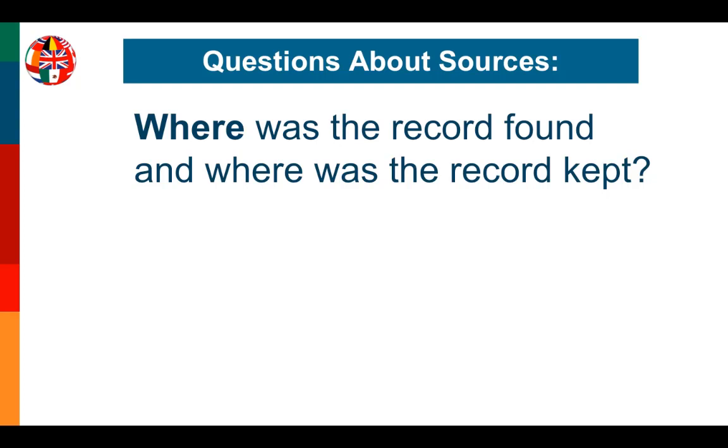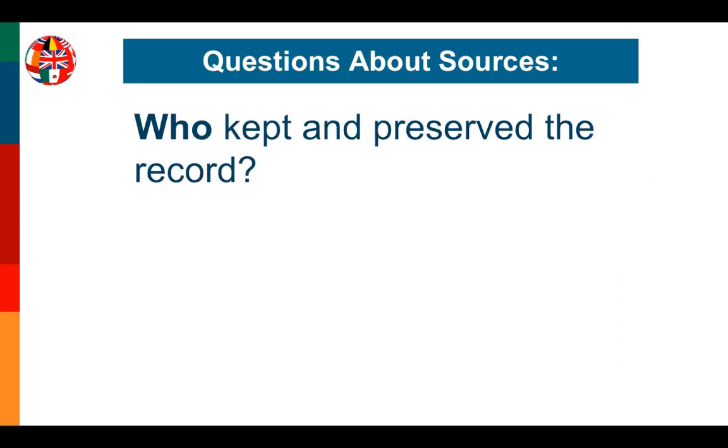Where was the record found and where was the record kept? Was the record found in a county court book in the courthouse? Or was it found in loose papers taken to the County Historical Society and filed there? Was the record found intact in the family Bible that has been in the family for years? Or was it a page torn from the Bible and filed with a Civil War widow's pension? Who kept and preserved the record?